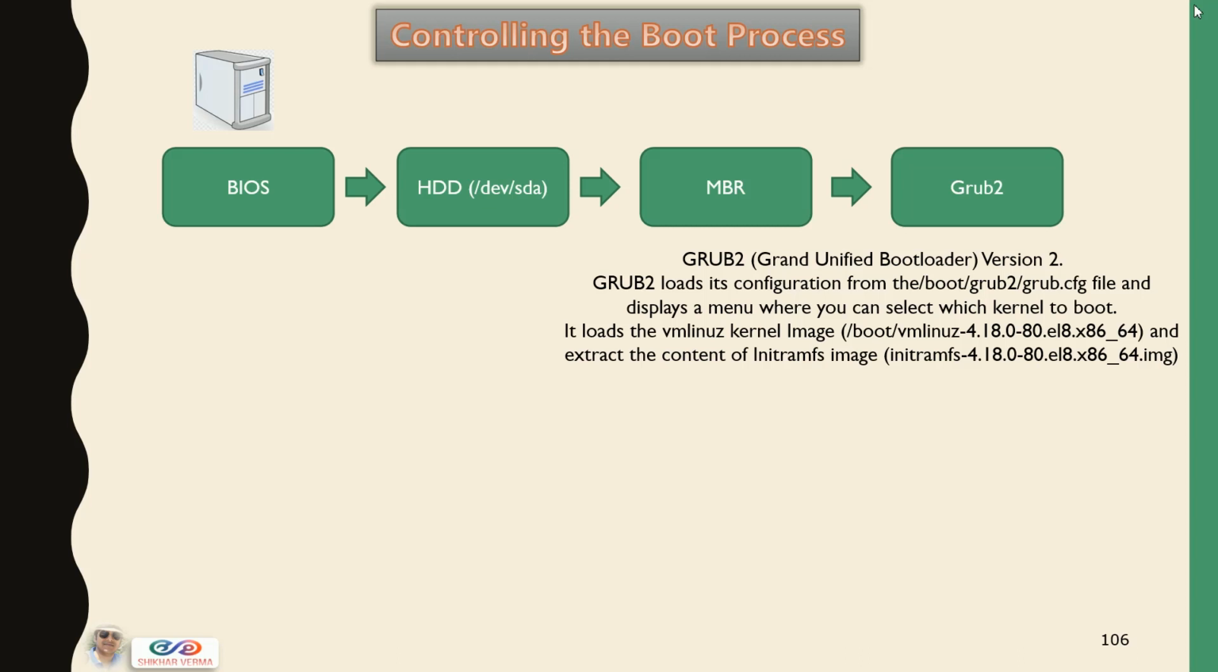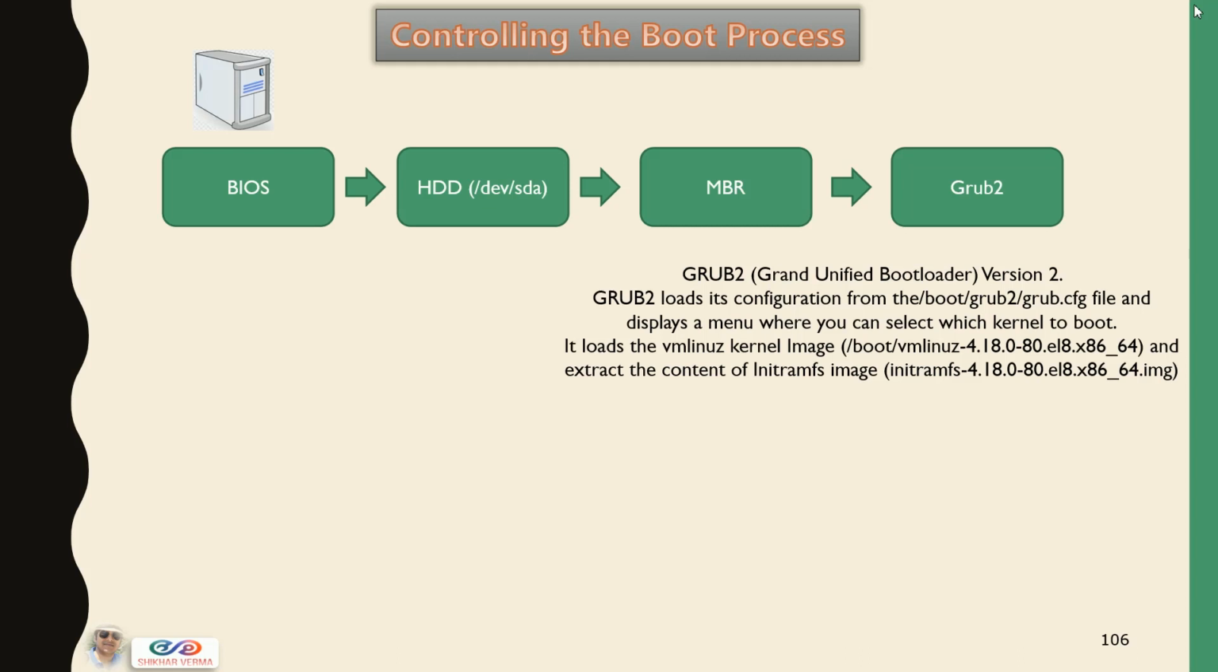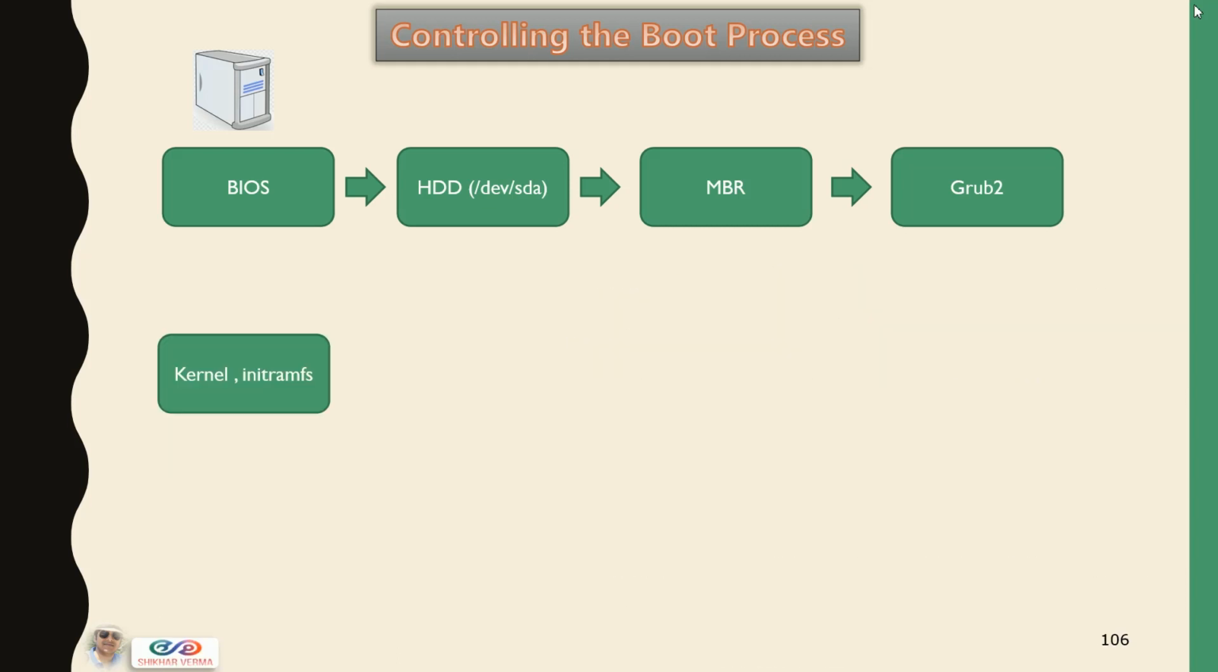Now what will happen next? The kernel is there in the memory, your modules are also there. Your init RAM fs is already extracted and its modules are available in the memory. Now the kernel wants to execute. Now the kernel will initialize the hardware, try to mount the root file system, and try to start the init process.